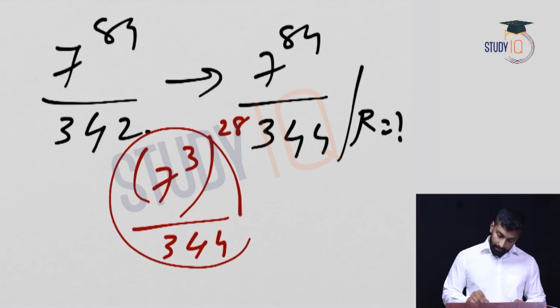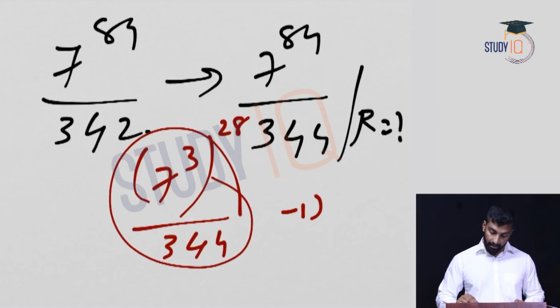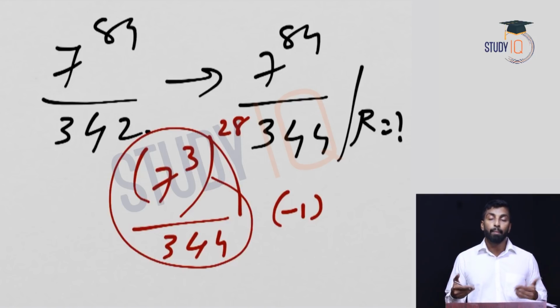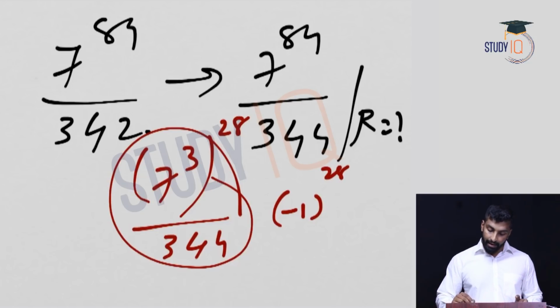So here you know that this is going to give you a negative 1 as a remainder. Basically 7 raised to 3 is 343. 343 divided by 344, 343 itself is a remainder. But to make the calculation easier, I will take it as minus 1. Now minus 1 raised to 28, I get the answer as 1, because minus 1 raised to an even number.